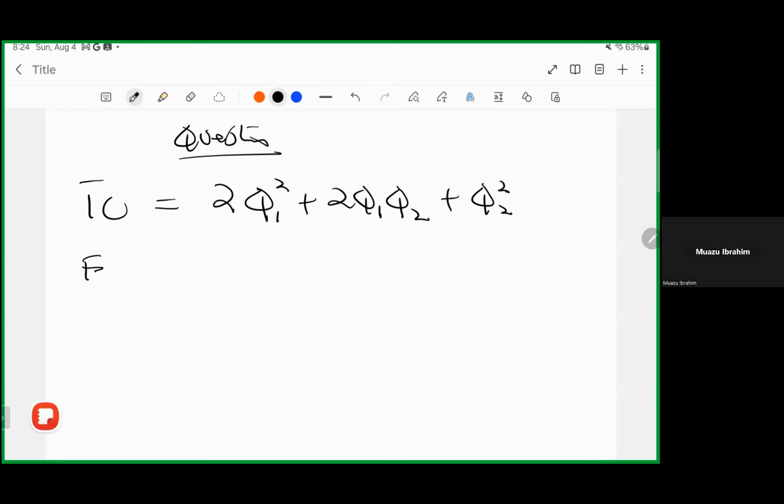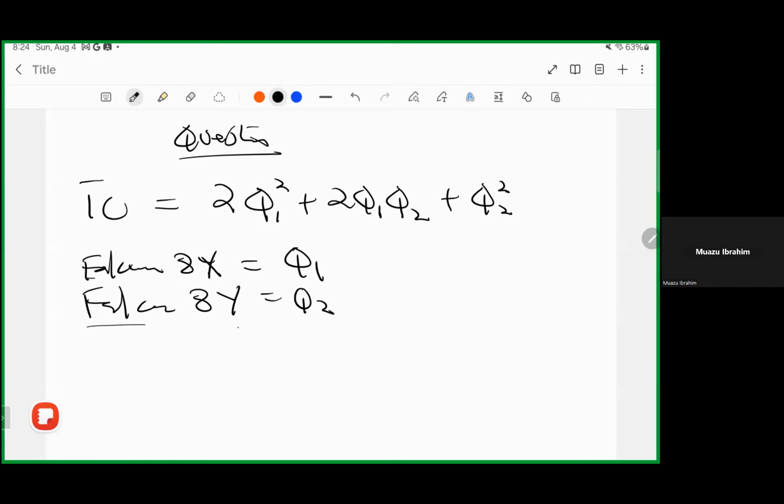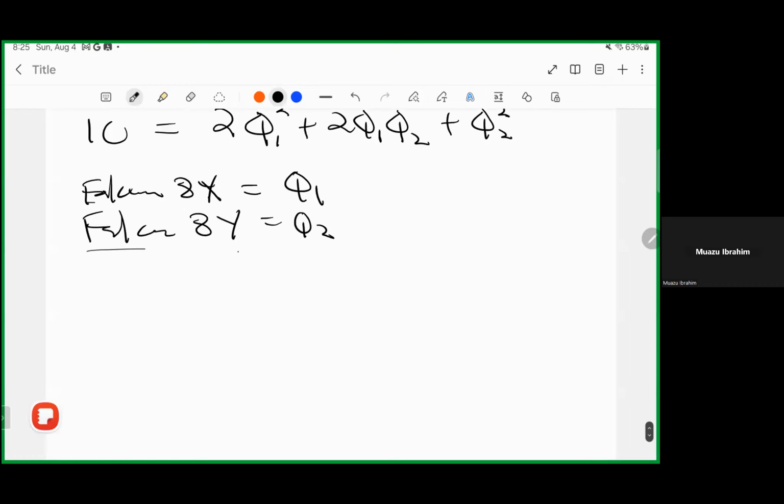Falcon 8x is the same thing as what? Q1. And Falcon 8y is the same thing as what? Q2. Okay, so instead of writing Falcon 8x and Falcon 8y, we'll be writing Q1 and Q2. And they are saying price from the question.